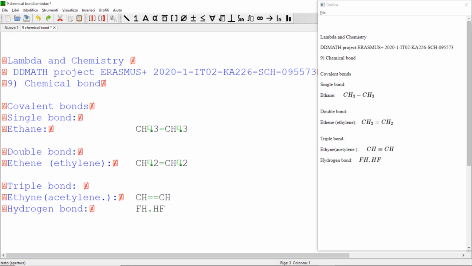Double bond. We use the equal symbol. Ethene, ethylene: CH₂=CH₂.